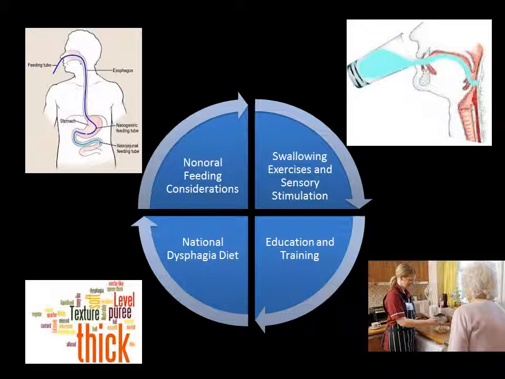So there's something called feeding tubes, or non-oral feeding options, which would include the nasogastric tube, which goes through the nose, or the gastrostomy tube, which goes directly into the stomach. Those are non-oral ways of feeding, and sometimes patients need that, depending on the severity of their dysphagia.